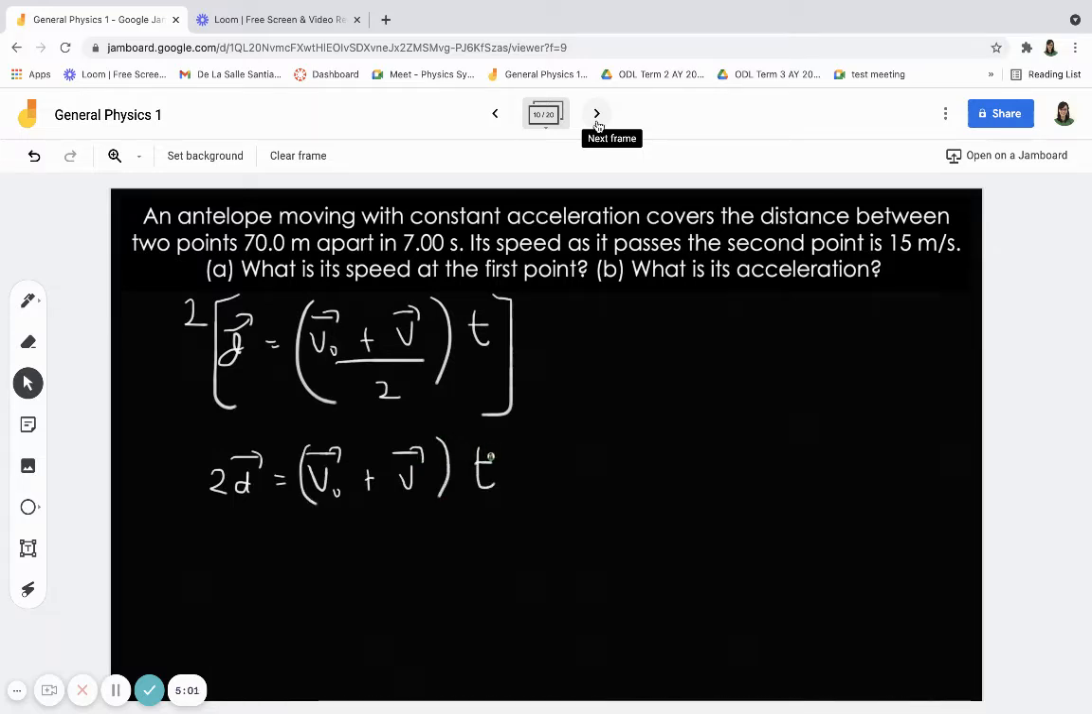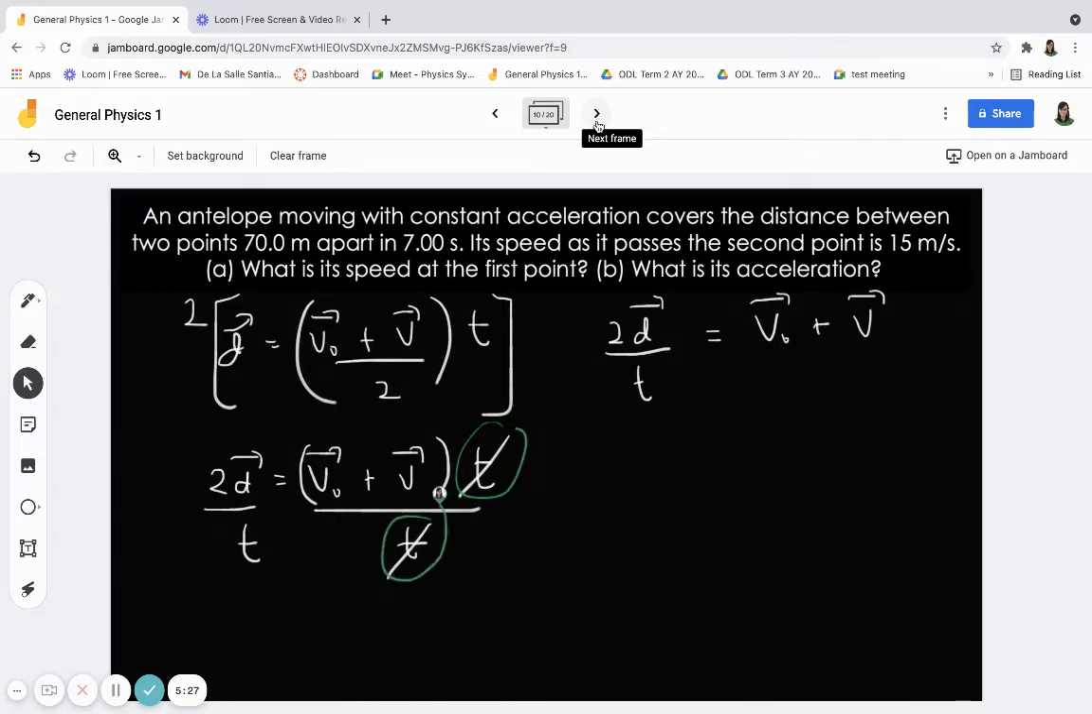Okay? And since we're isolating v sub 0 or initial velocity, we have to divide both sides by time so that it becomes 2 times displacement over time equals v sub 0 plus v. Okay, so what happened there? We simply divided both sides by time so that we can cancel time on the right side of the equation. Okay, now we can see that the only variable that is left for us to get rid of is final velocity.